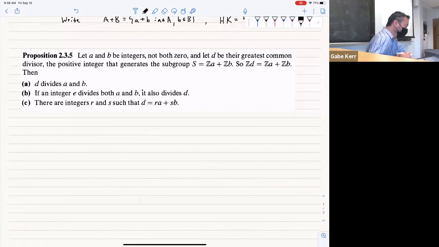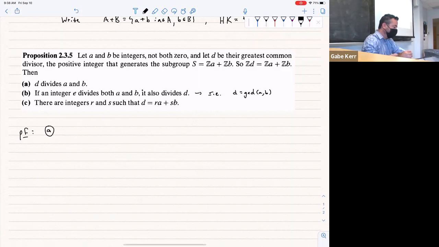So one thing you can see is that property B is saying that D is the greatest common divisor of A and B. It's a divisor that any other thing that divides A and B must divide. It's the biggest. Let's try to prove this together, see how far we get.